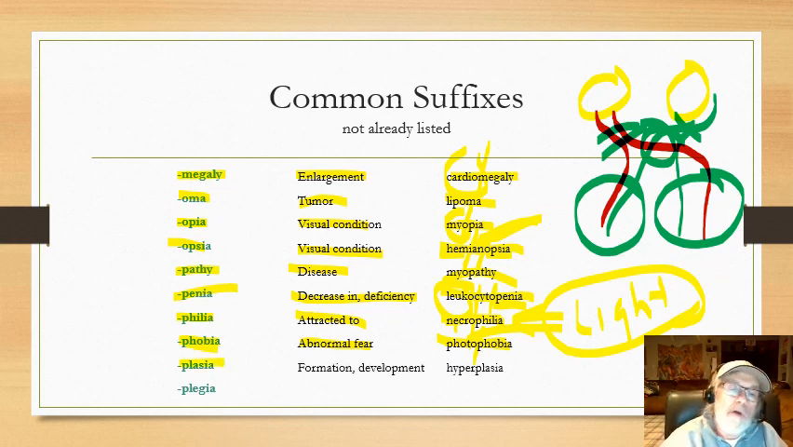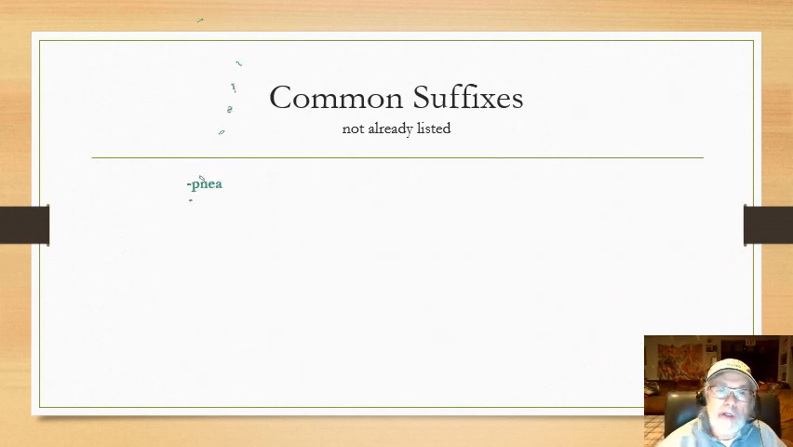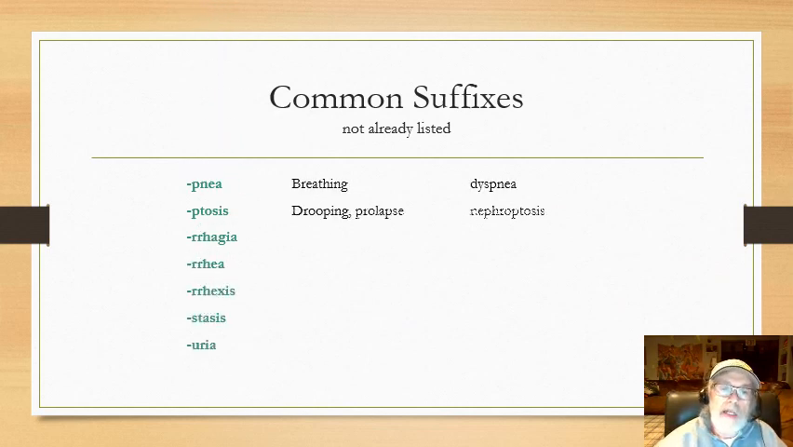Plasia we've had before. Formation or development, hyperplasia, excessive development. Plegia we've had before. Paralysis, hemiplegia, paralysis of half the body. We've had that one before. Not a big deal. And the list goes on. Pnea we talked about before is called breathing. Dyspnea, difficult breathing, we had that before.